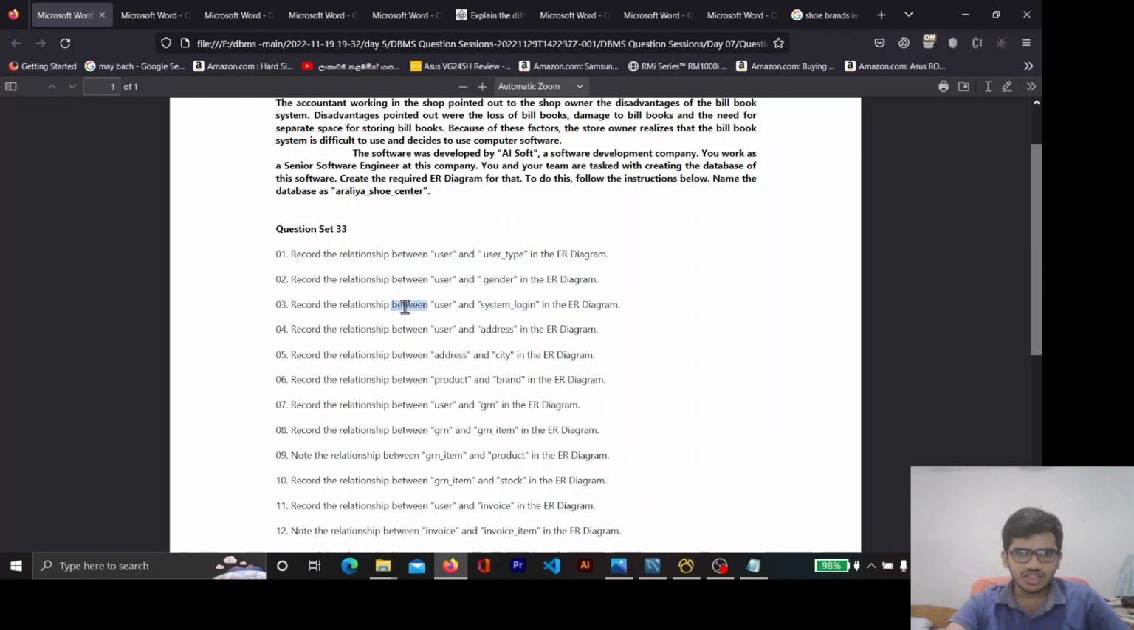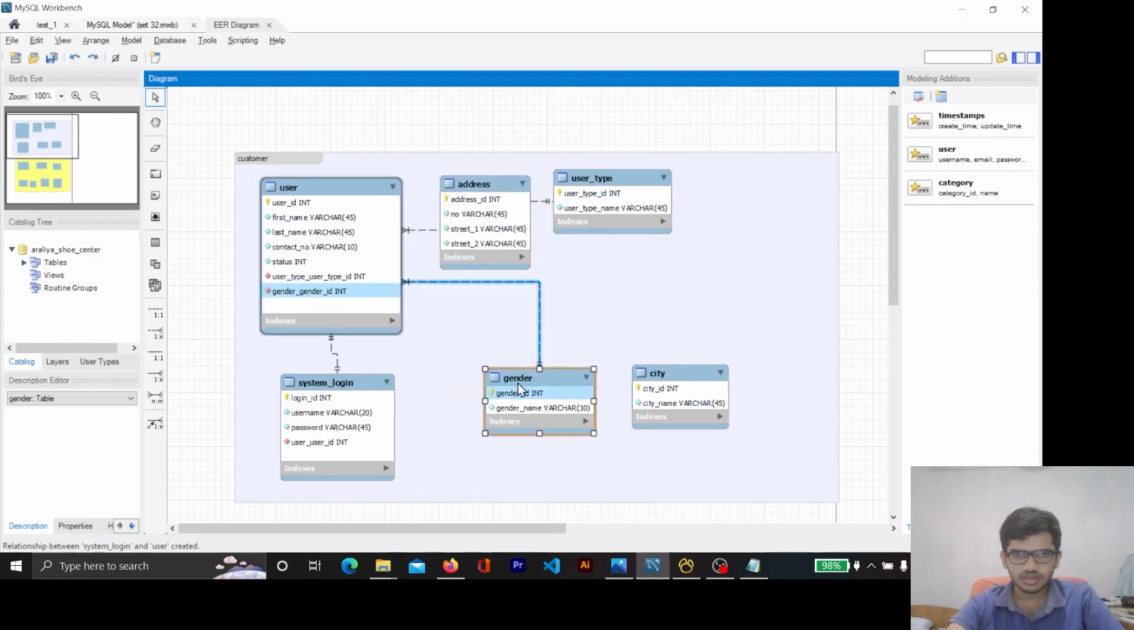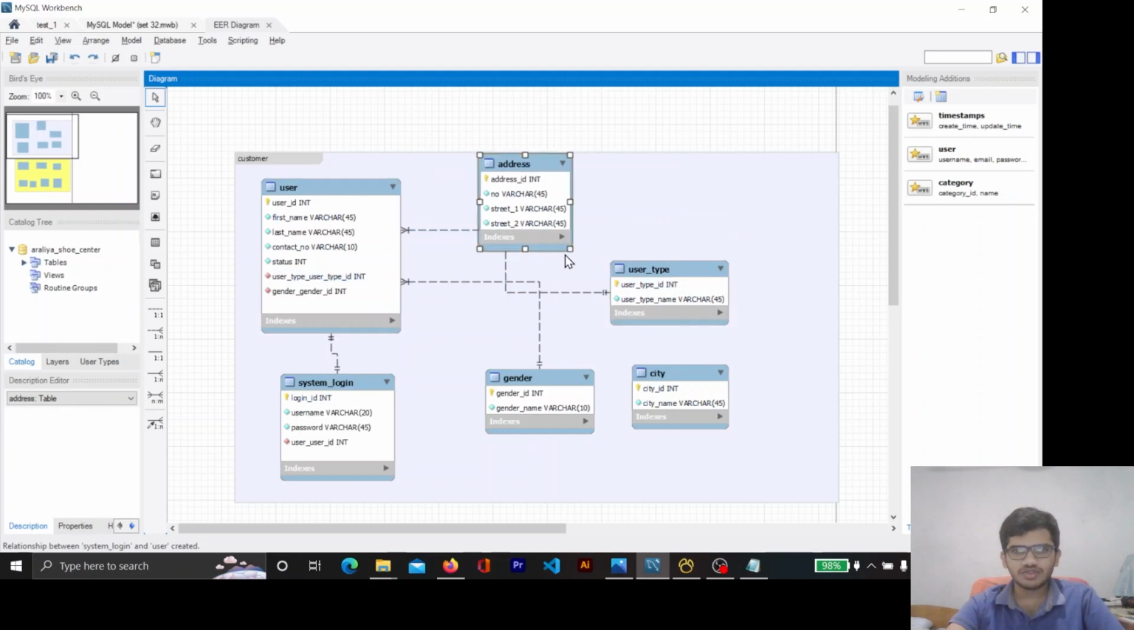That answers the third question. The fourth question suggests that you have to find the relationship between user and address. Suppose there are 5 users who have the same address. In the same family, there could be a mother, father, sister, brother, grandmother, grandfather. So there can be many family members in a family, and they could all have different user accounts.